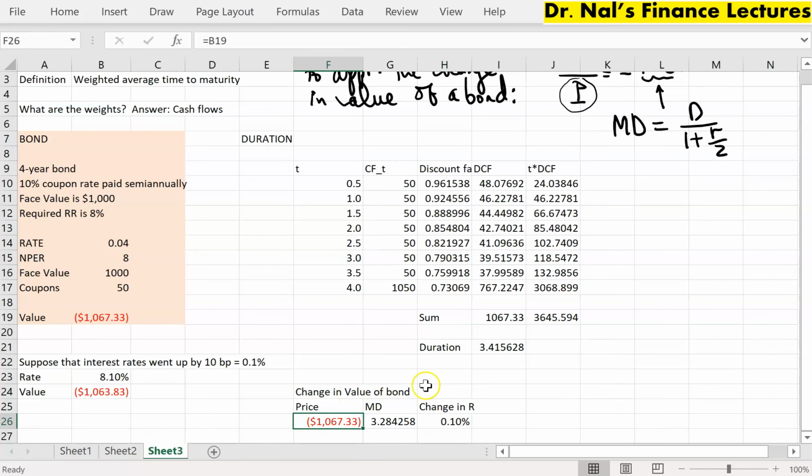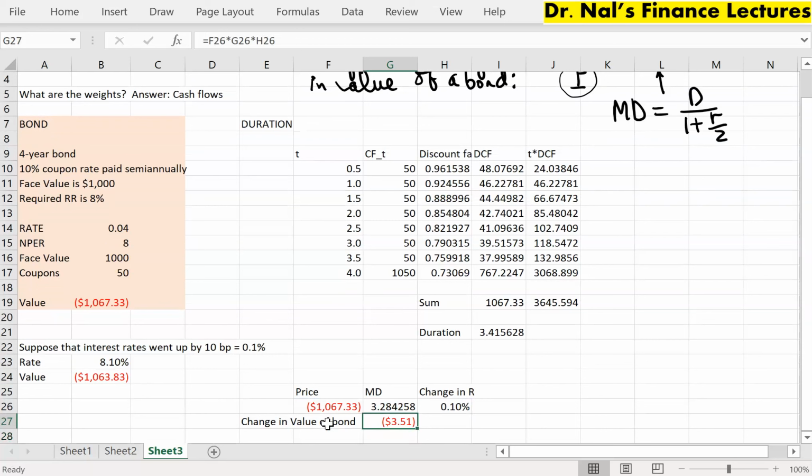So now we can create the value. The desired answer will be equal to the product of those three numbers, but with a minus sign in front. Well, that number already has a minus in it, so I don't have to put an extra minus. So that number times modified duration times the change in R. All right, the formula tells us that if interest rates were to go up by 0.10%, the value of the bond will go down by $3.51. Let's see if that is close to the actual change.